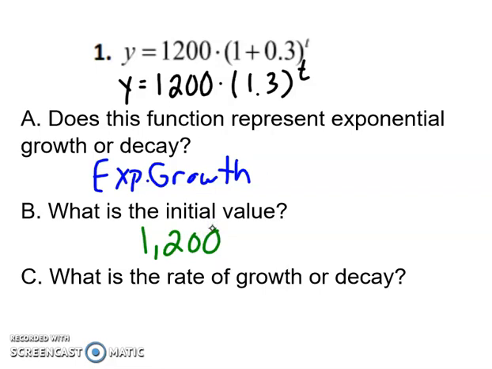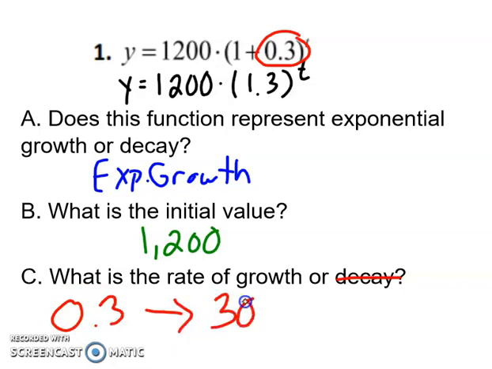And what is the rate of growth or decay? Well, we know it's not decay because we've already established that it's a growth, so I'm just going to cross out decay for us. And we want to look at, okay, what is that rate going to be? Well, your growth rate is 1 plus your rate. Well, 1 plus our rate, we have 0.3. But that's as a decimal, and we want to transform that into a percentage. So our rate of growth is going to be 30%.